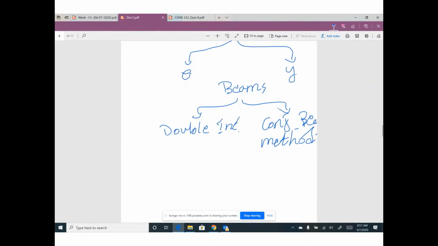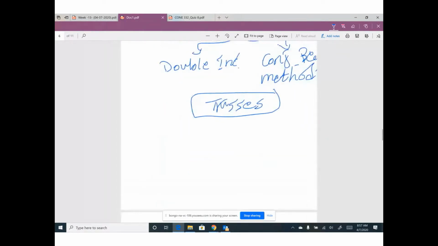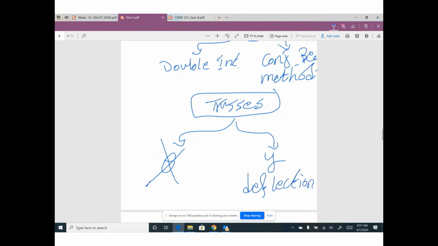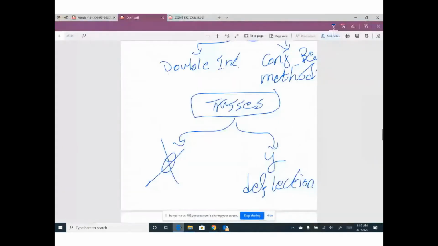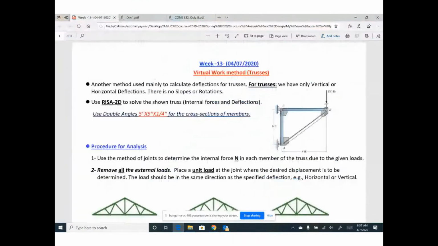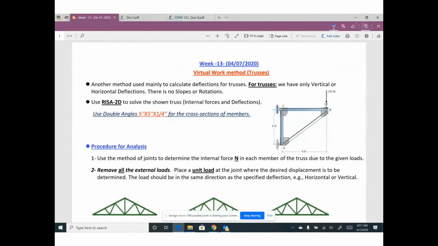Today we would like to learn how to calculate deflection for trusses. Actually, we don't have theta in truss because we don't have moment. The only thing in trusses is axial force. We have only deflection. So today I will start to cover a new topic which called virtual work method.